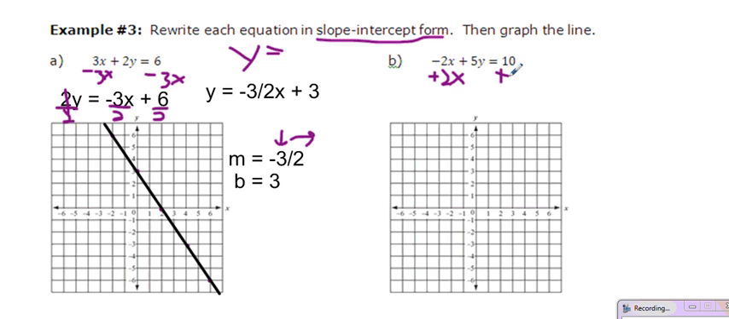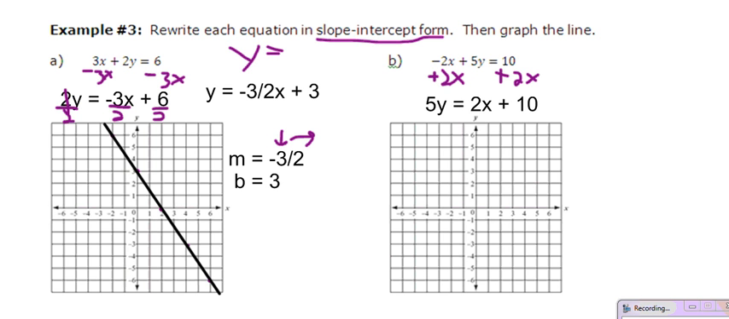So I add 2x to both sides. When I do that, I get 5y equals 2x plus 10. So again, I put that 2x in front because in slope-intercept form, the x goes in front.